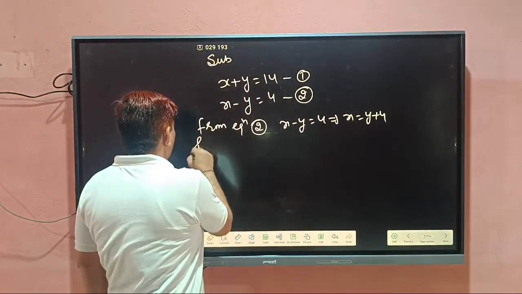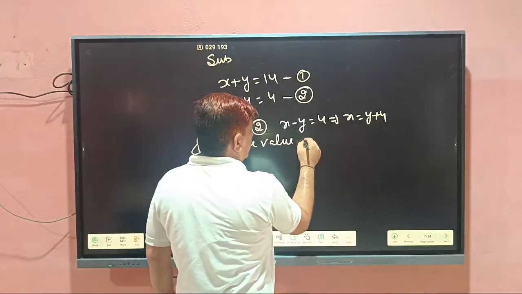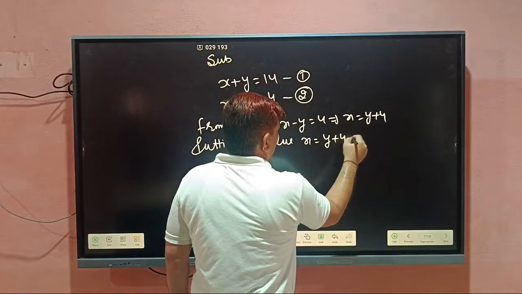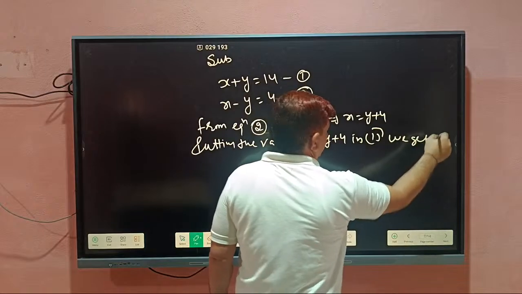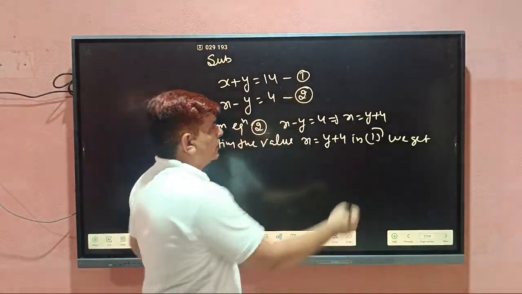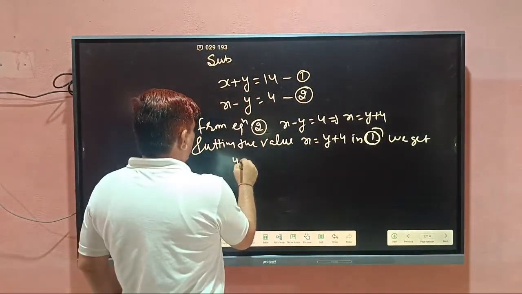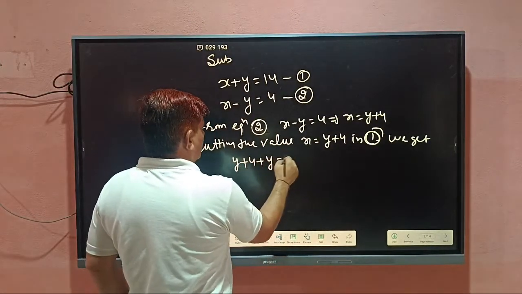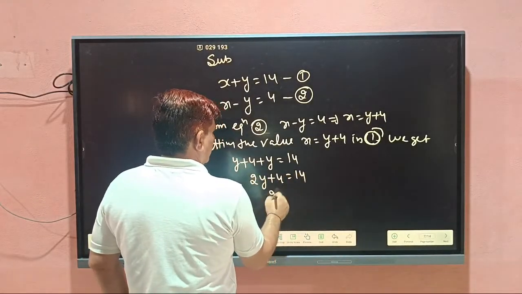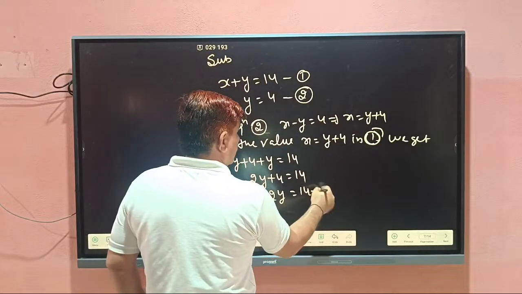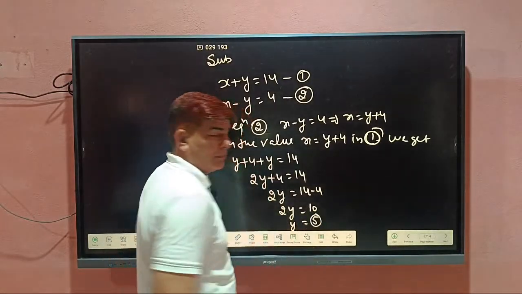So now putting the value, whose value? X, in the form of y, in the first equation. First one means this. So write y plus 4 plus y is equal to 14. 2y plus 4 equal to 14. 2y is equal to 14 minus 4. 2y is equal to 10. Y is equal to 5.